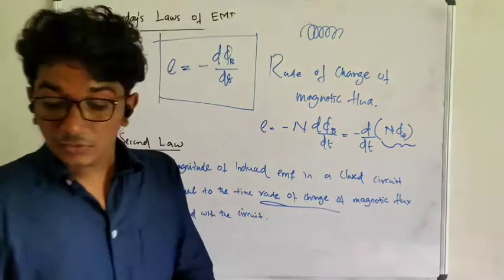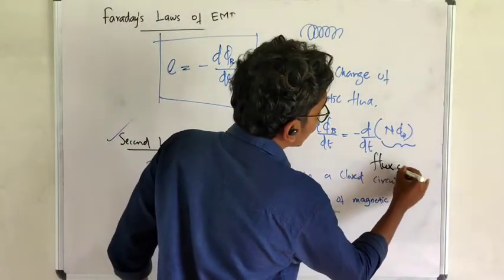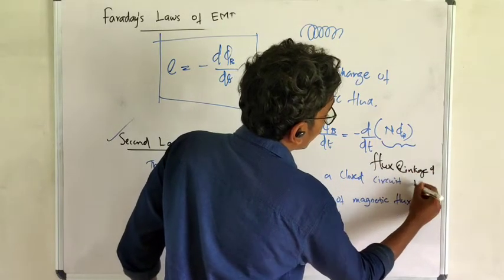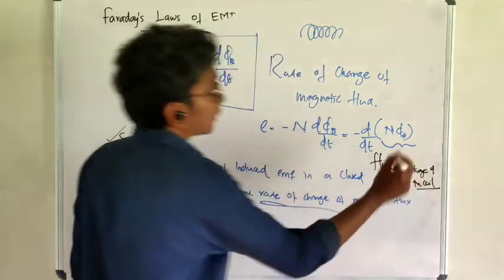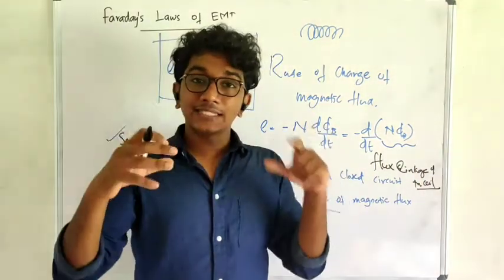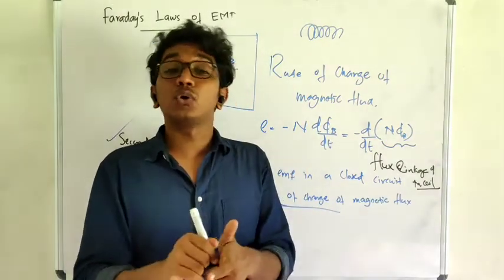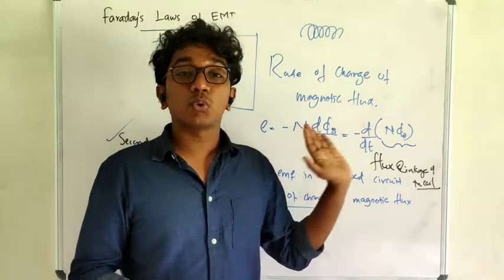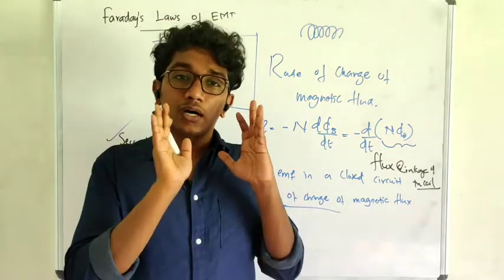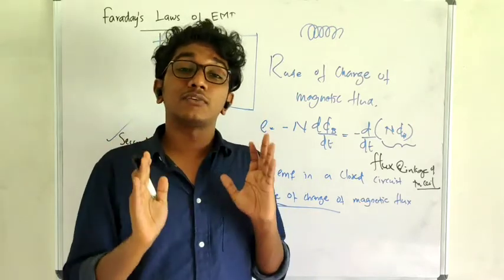This is known as flux linkage of the circuit or the coil. Flux linkage of the coil. This is very important. So n into phi b, where n is the number of coils and phi b is the magnetic flux associated with that coil. So this is what Faraday's laws are. So I think you got it. If you haven't got it, watch it again, because Faraday's laws are very important.